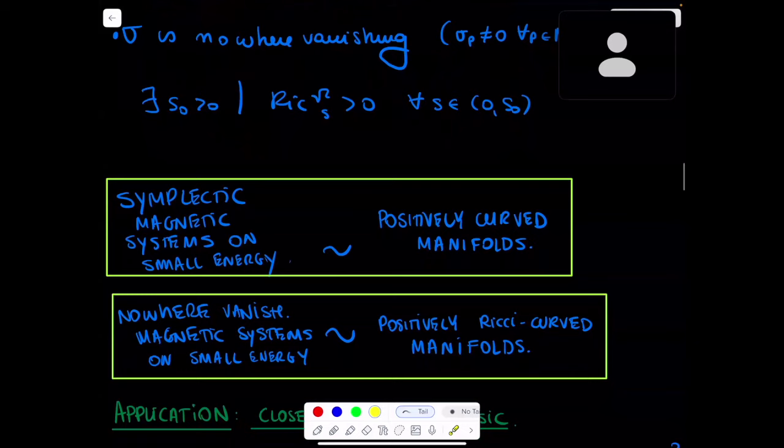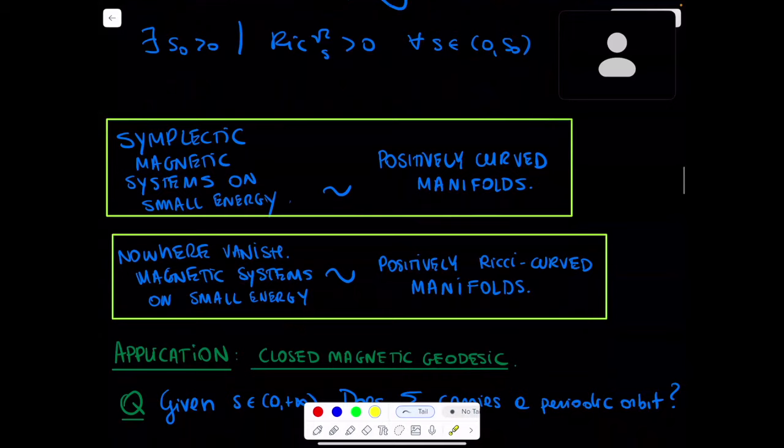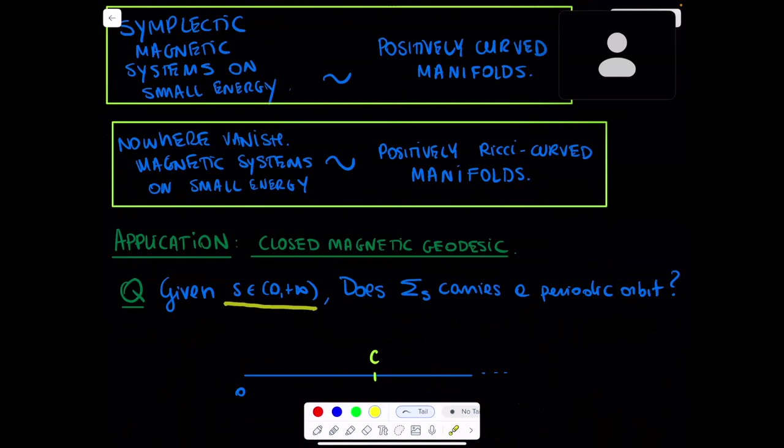And now we will see some applications, in particular one application to the existence of closed magnetic geodesics. So the question is the following. Now I give a level of the energy, and I want to know if that level of the energy carries a periodic orbit, or a closed magnetic geodesic.